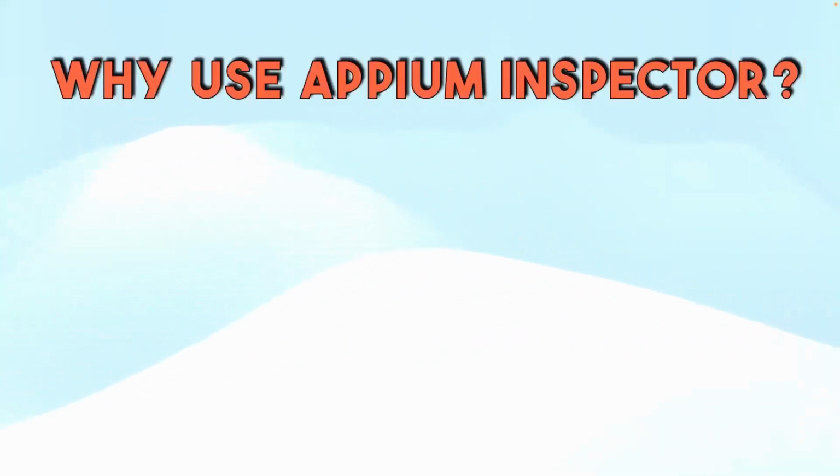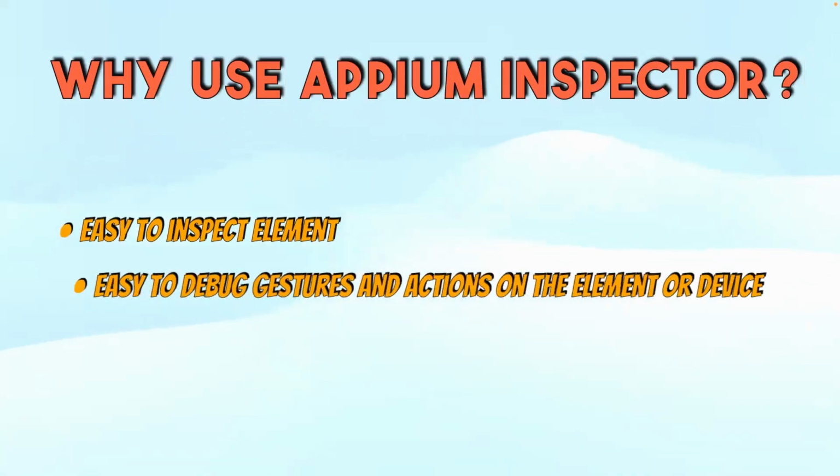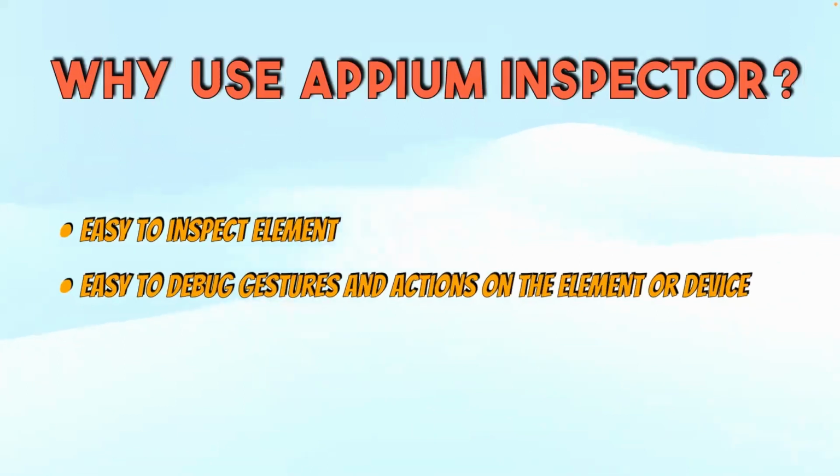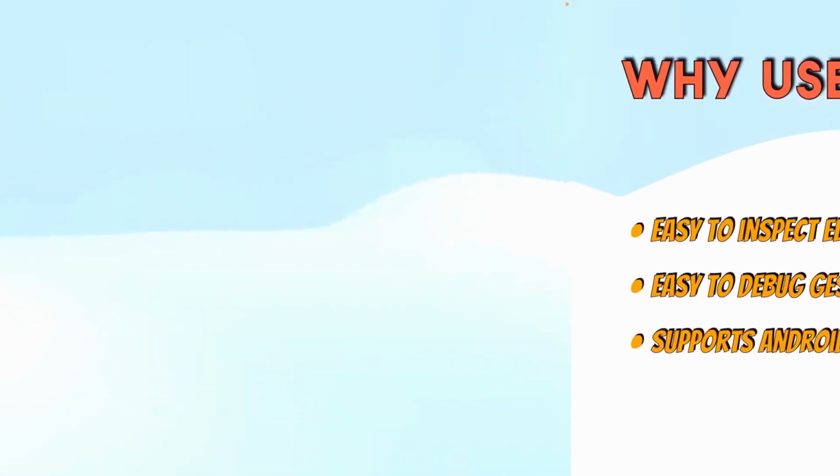Now, why you should use Appium Inspector? Basically, it is very easy for you to use Appium Inspector to inspect the elements for both Android and iOS applications. And it is also helpful in debugging different actions and finger gestures on the element as well as on the device. So you can debug such actions and gestures very easily with Appium Inspector. Appium Inspector also supports both Android and iOS applications.